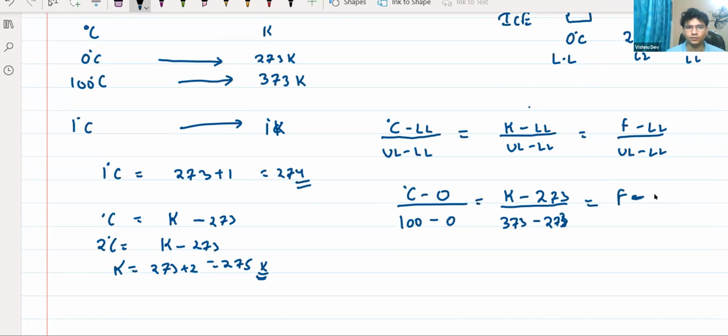32 degree. 32. What is the upper limit? Sir, 212. 212 minus 32 is 180. Okay. Right. So I guess this is clear. Raise your hand. This is clear.